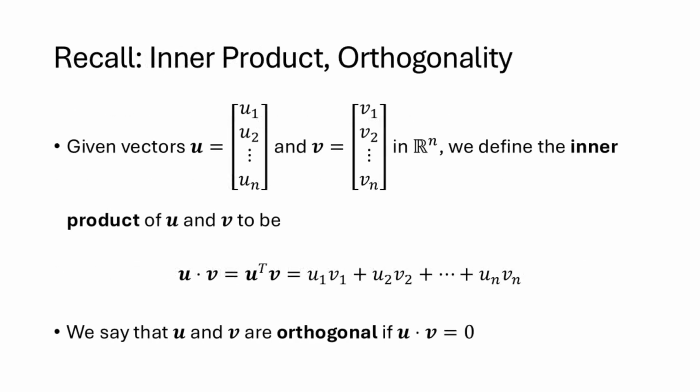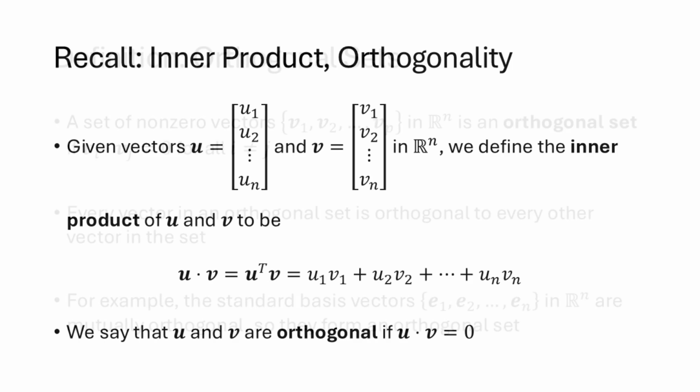So let's recall some definitions from lecture 37. If we have two vectors in Rn, the inner product, or sometimes called dot product, of u and v is u dot v, which is the result of multiplying the corresponding entries of the two vectors and adding up the results. And we said that u and v are orthogonal if that dot product is the scalar 0.